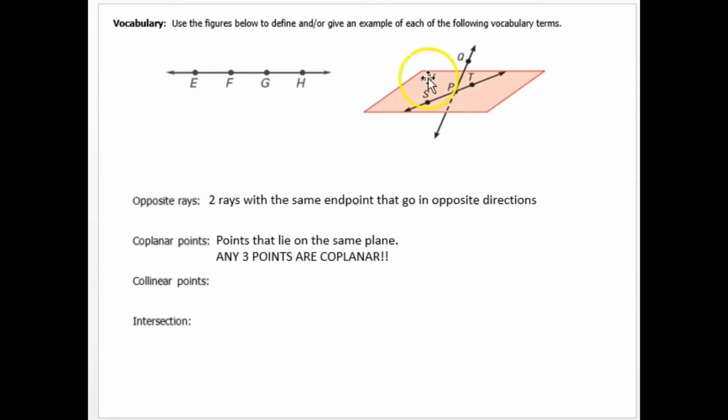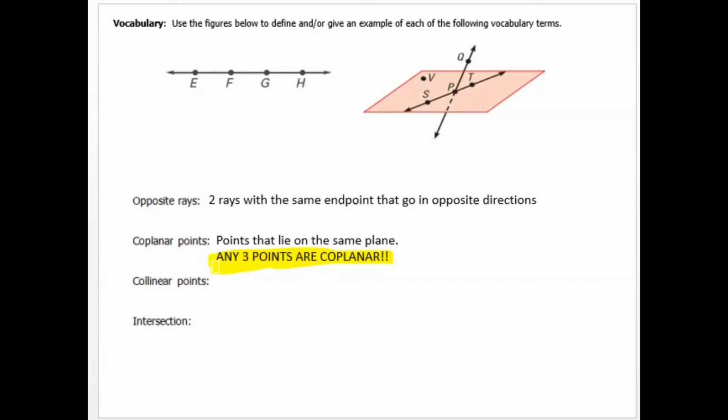So for example, you could do points V, S, P, and T. All four of those points are on the same plane. Now, one thing that's really important about this is that any 3 points are coplanar. Any 3 points. So this is super important. And that's because if you take any 3 points in space, any 3 points at all, you can make a plane out of those points.